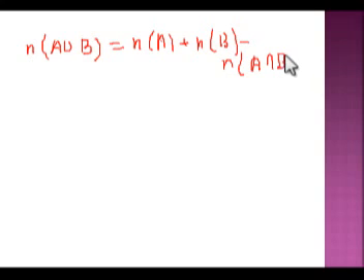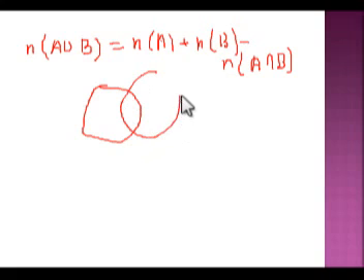You can look at this through this Venn diagram. If you take this set A and this set B, this is A, this is B, and the cross section area is called A intersection B.